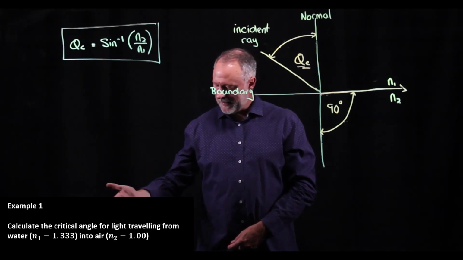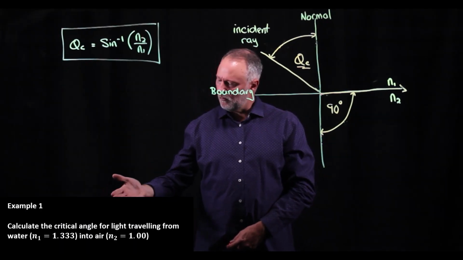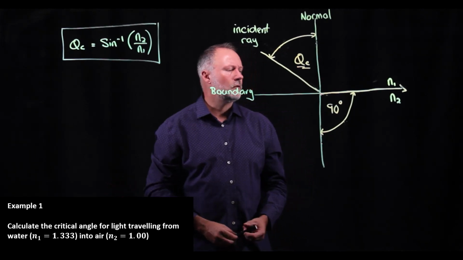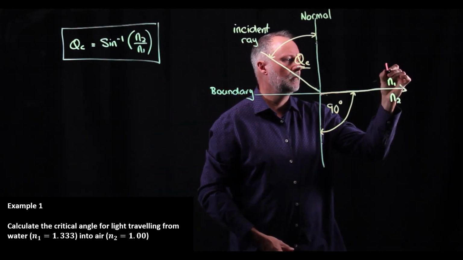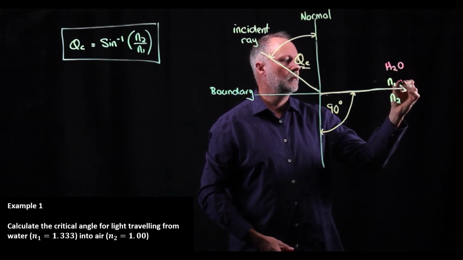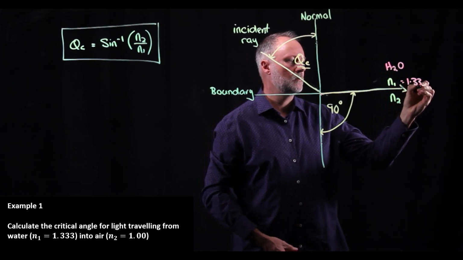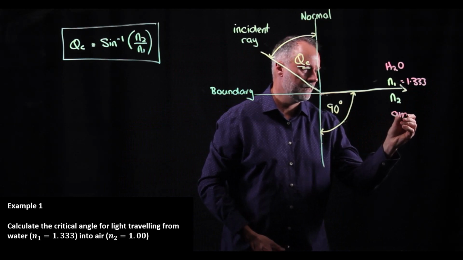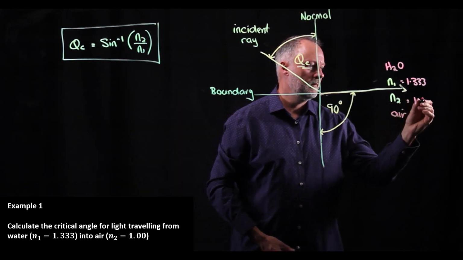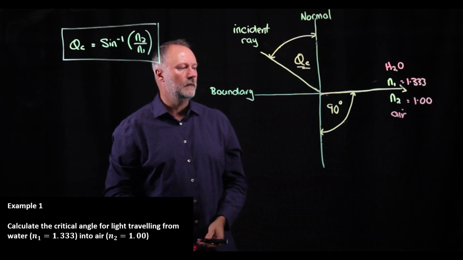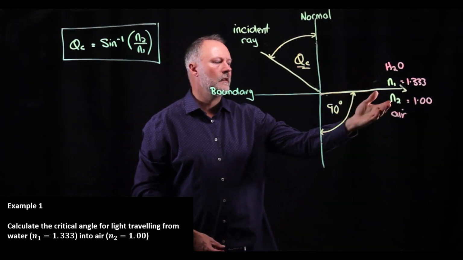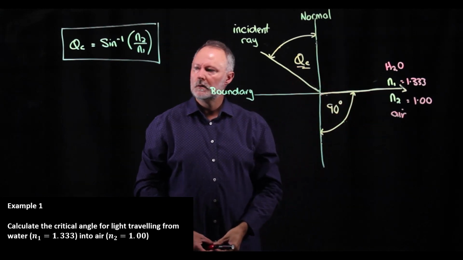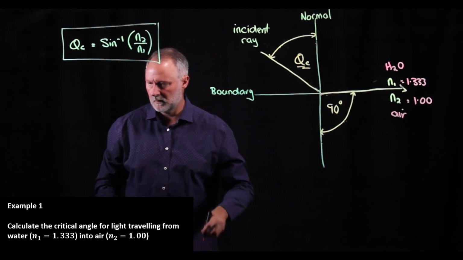Example number 1. Calculate the critical angle for light travelling from water with a refractive index of 1.333 into air. So refractive index number 1, the material was water, and its refractive index was 1.333. And the second material was air, and it has a refractive index of 1. So n1 is greater than n2, which means it can refract away from the normal and create this critical angle. So let's have a go at this question.